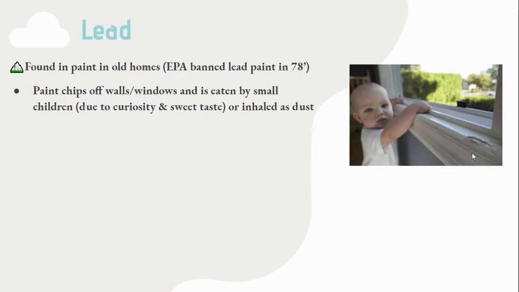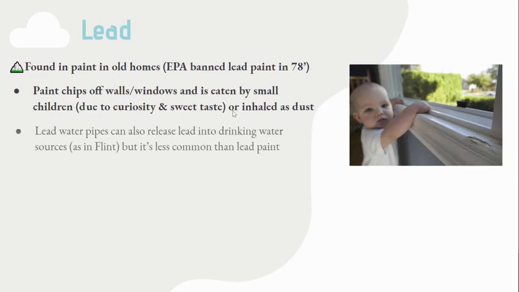And so they need to be protected. And this is something that should be understood in your house. It can also be inhaled as dust. Just sanding off lead paint creates dust particles, particulate matter that can carry lead into your lungs. Lead water pipes can also release lead into drinking water, which we'll cover much more.